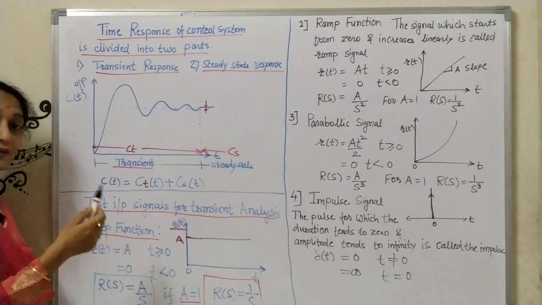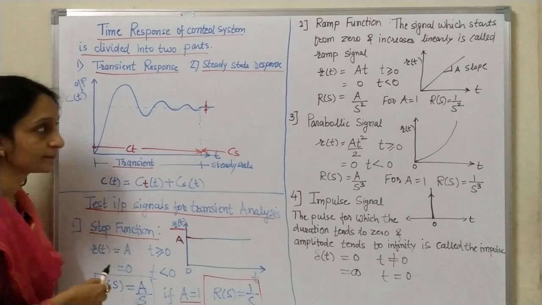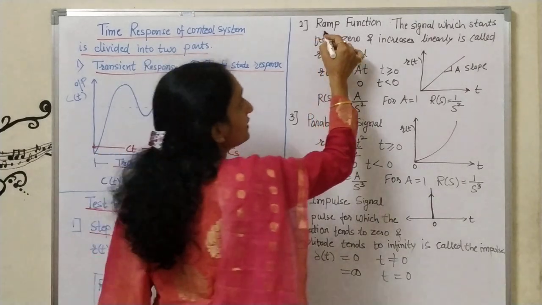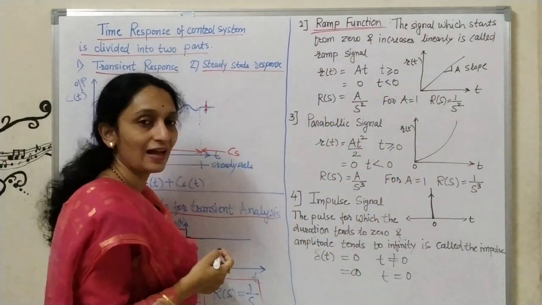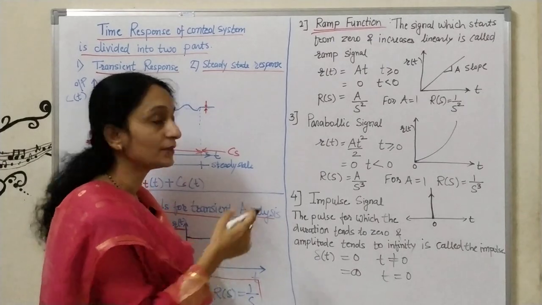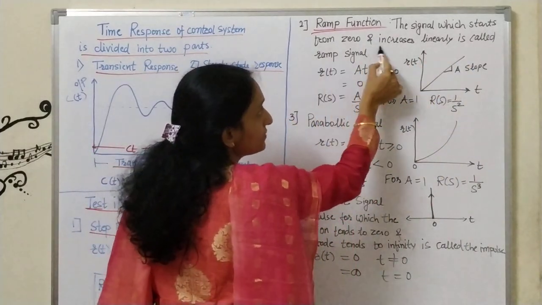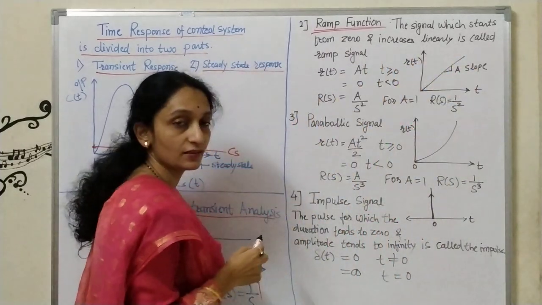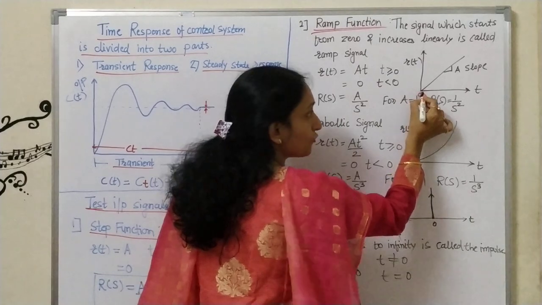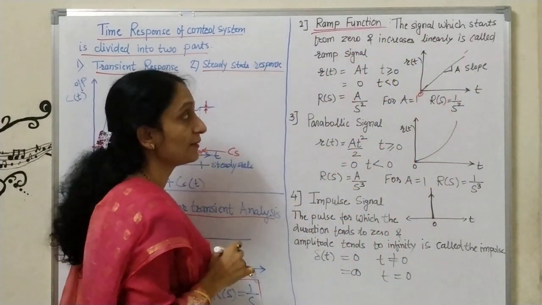So we have to discuss the output response depending on the input. Now next, look at this. The second response is the ramp function. So what is that ramp function? Ramp function is nothing but a linear function. The signal which starts from 0 and increases linearly is called a ramp signal.